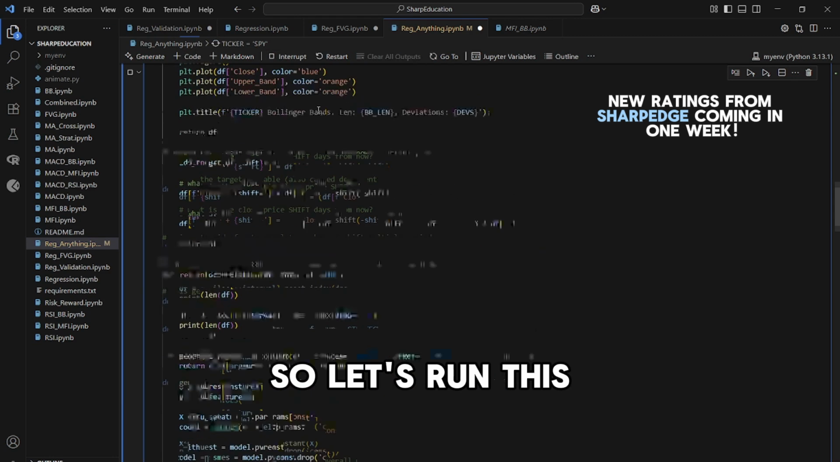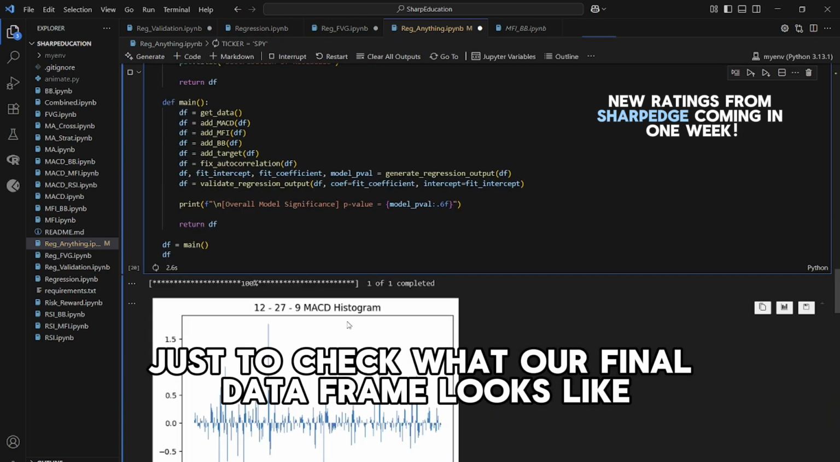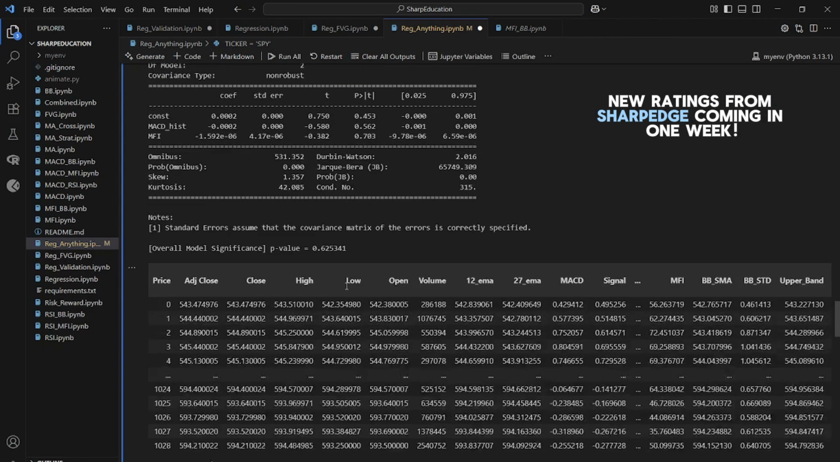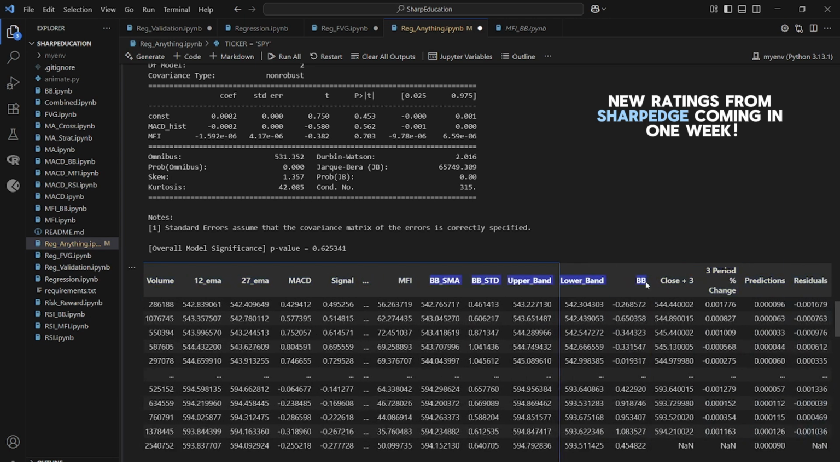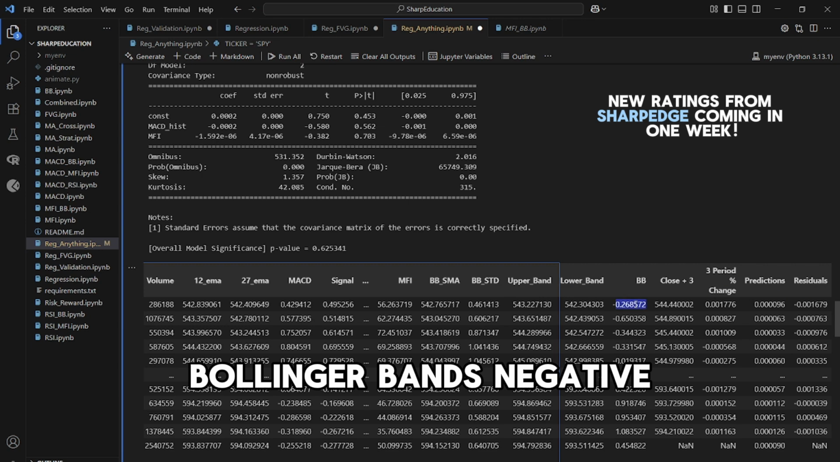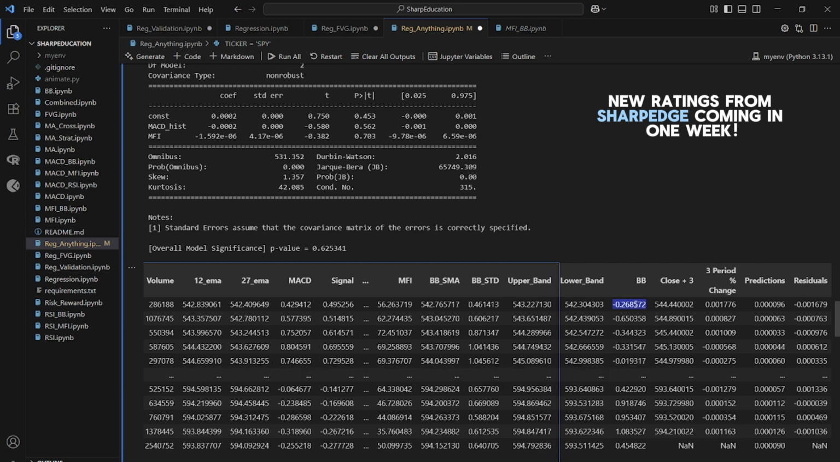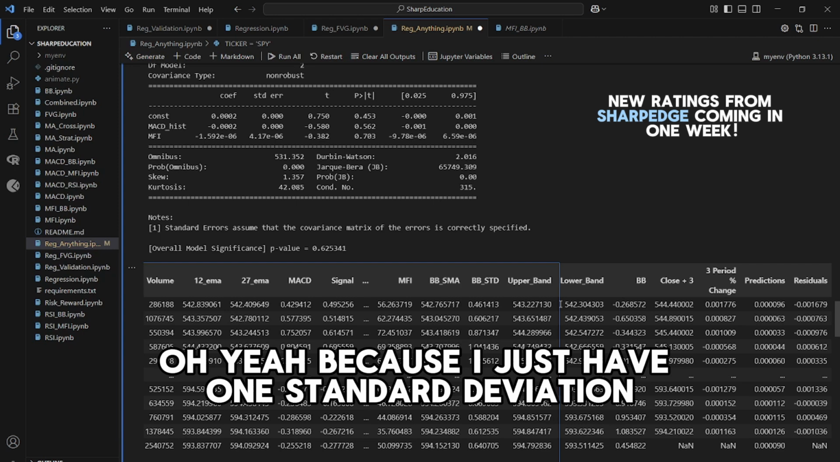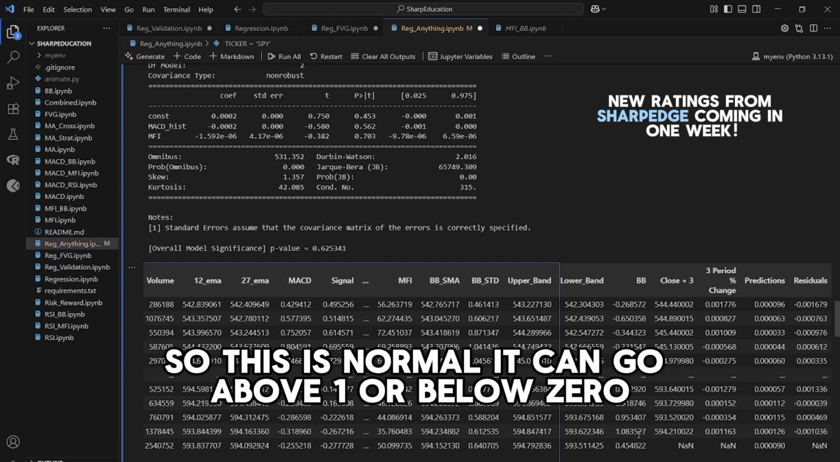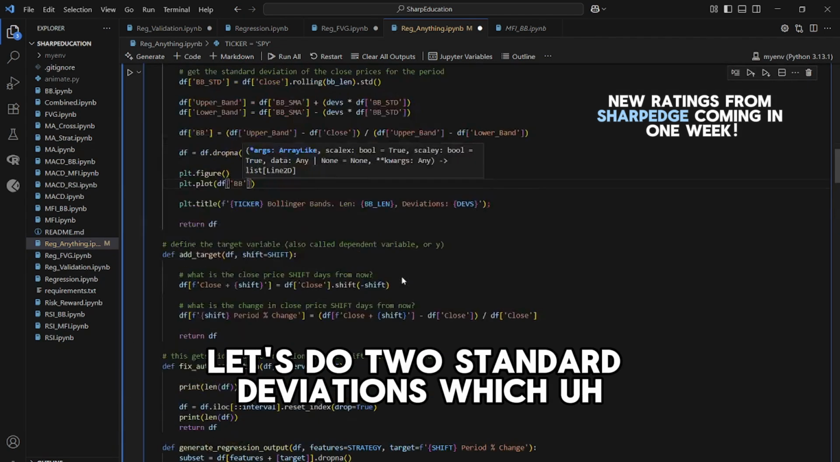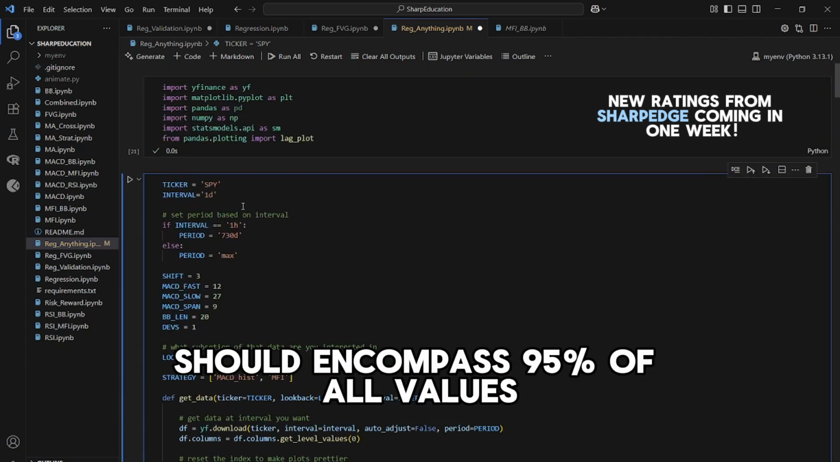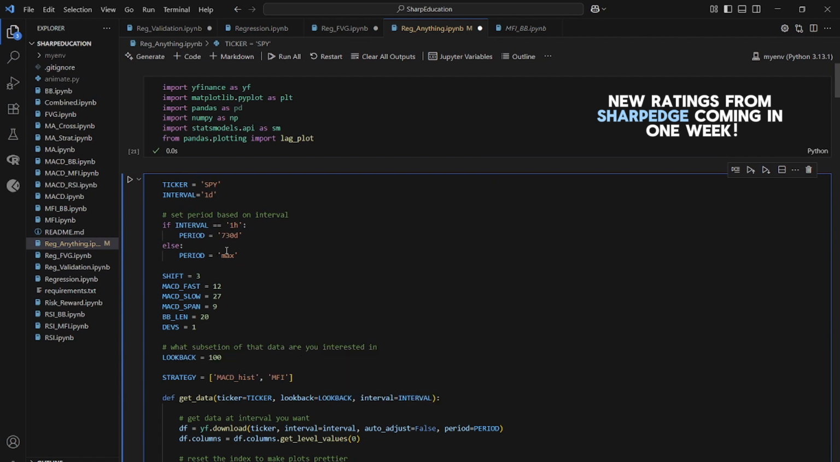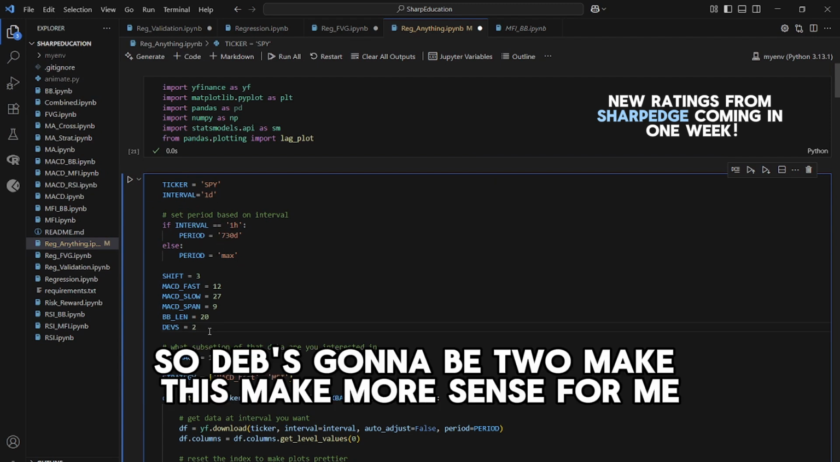So let's run this just to check what our final data frame looks like. Here we go. Bollinger Bands negative. Oh, yeah, because I just have one standard deviation. So this is normal. It can go above 1 or below 0. Let's do 2 standard deviations, which should encompass 95% of all values. So devs are going to be 2. Make this make more sense for me.